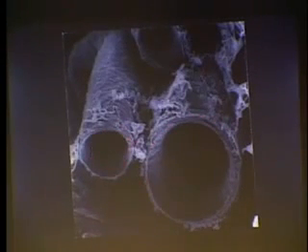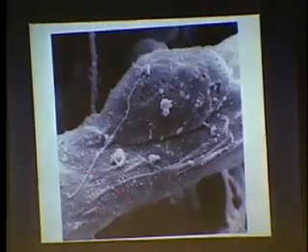Now, these are just cross sections with a scanning EM to see blood vessels. Beautiful, clear blood vessels. Next one. This is an outside view with a scanning EM, and this is a pericyte. It's thought that pericytes pick up things that are leaking from blood vessels.